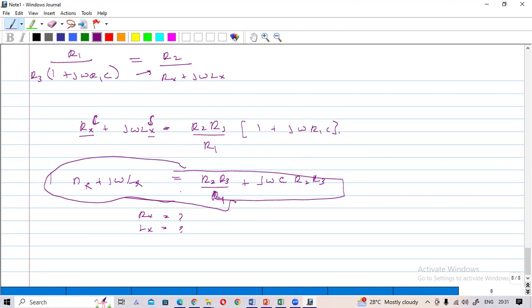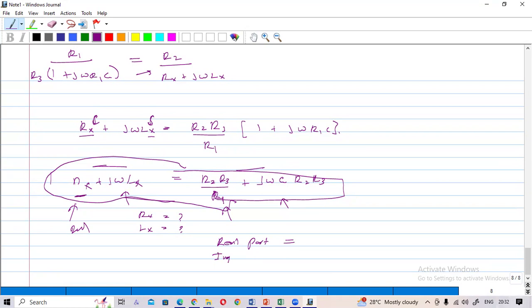So this is a complex equation. If this part is equal to this part, that means this is the real part and this is the imaginary part, on each side. To have this equality, the real parts should be equal to each other, and the imaginary parts also should be equal to each other.